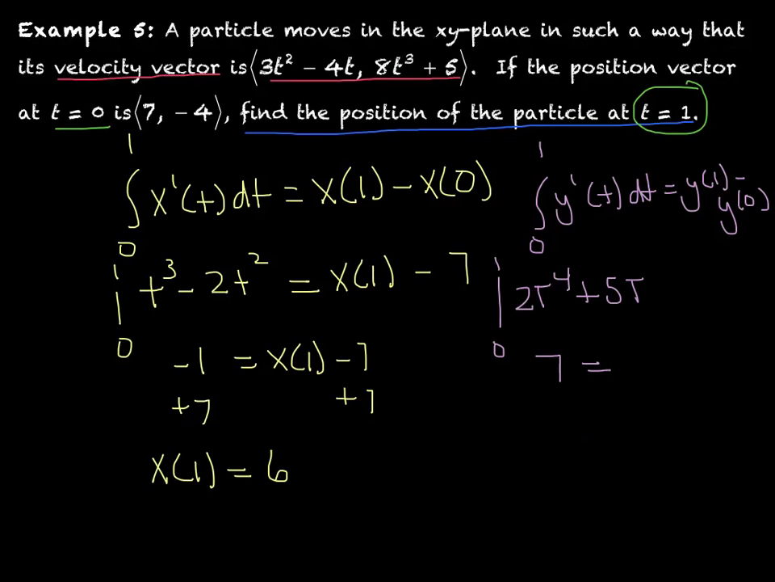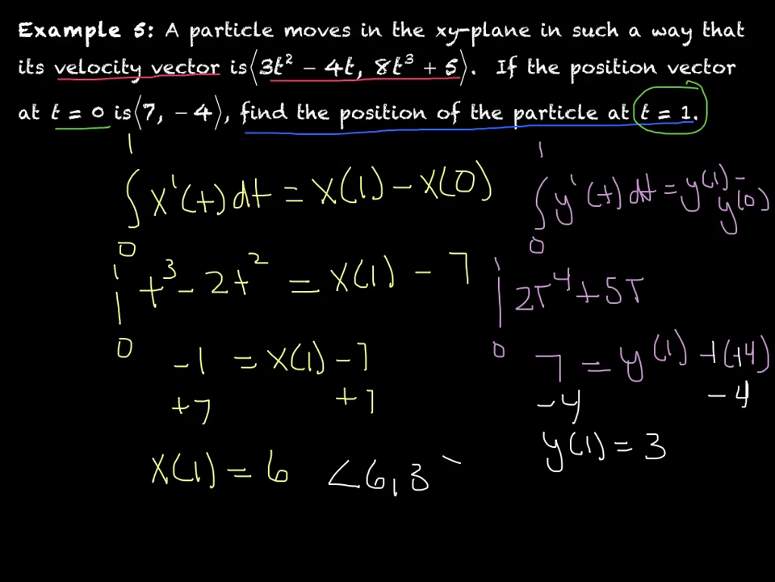And then the y coordinate at 1 is what we're looking for. So we're looking for y of 1. And y of 0 is given to us at -4. So minus a -4, and so a minus and a minus are going to turn into pluses. And then we're going to subtract the 4. And so y at time 1 is going to be 3. And so the position of the particle at time 1 is simply going to be 6, 3.